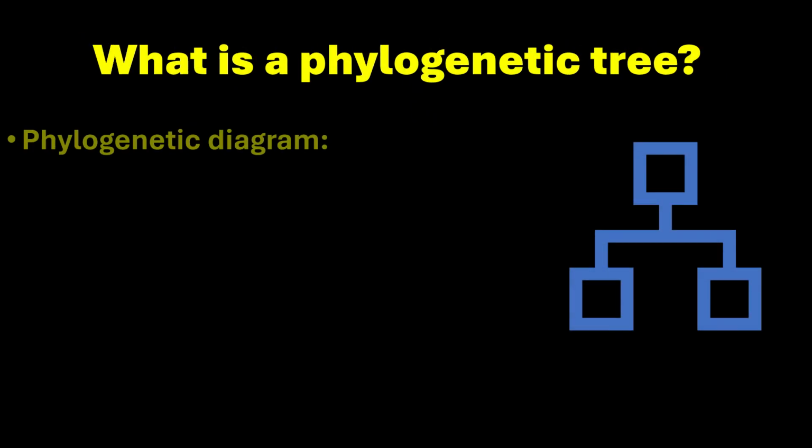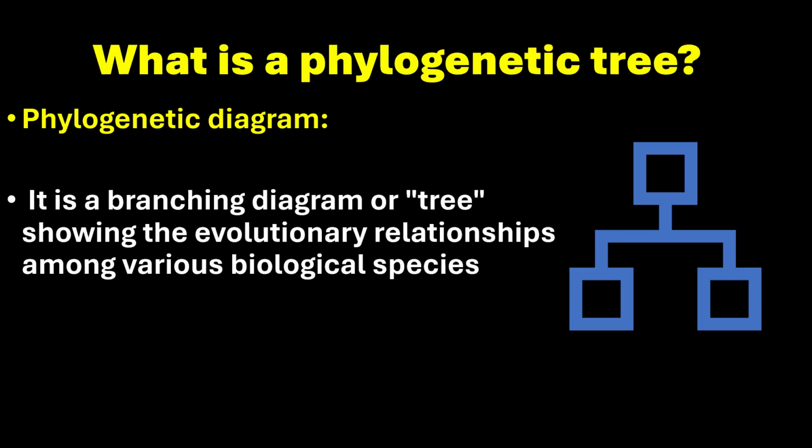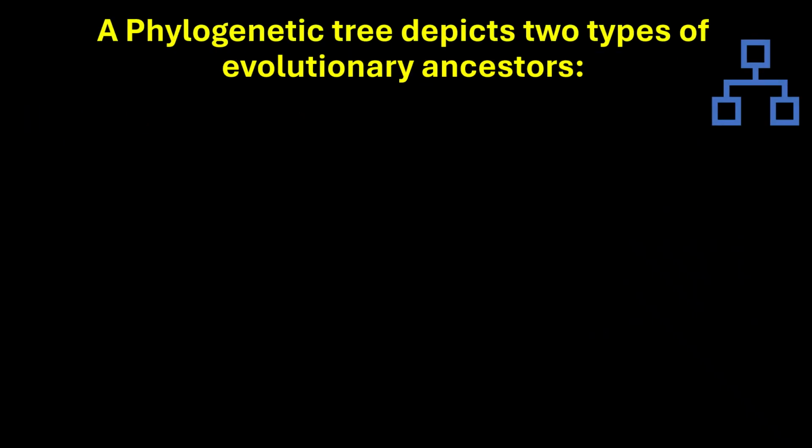What is a phylogenetic tree? So a phylogenetic tree is a branching diagram or tree showing the evolutionary relationship among various biological species. This is an important terminology for paper 2 that you need to know. Then we go on to the phylogenetic tree.